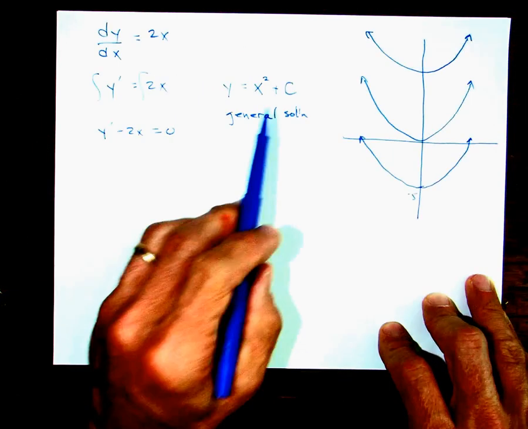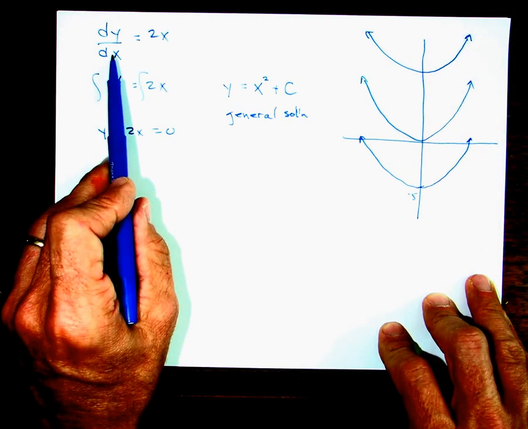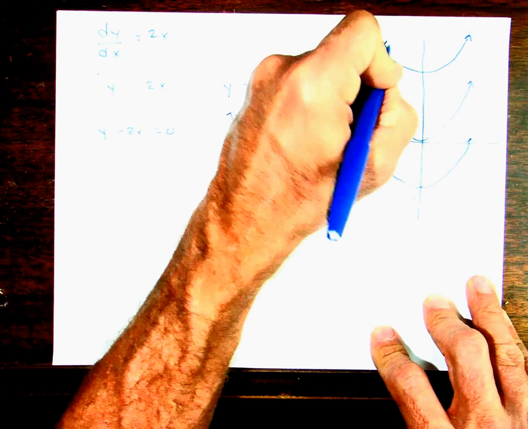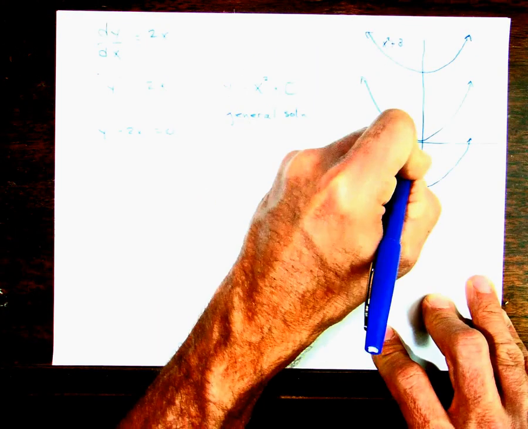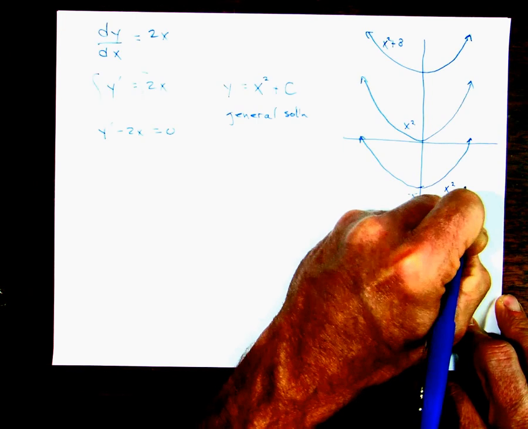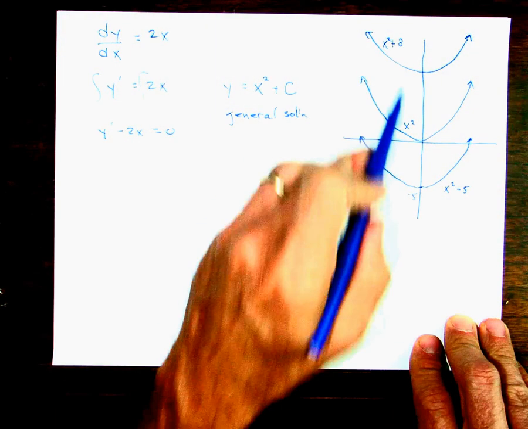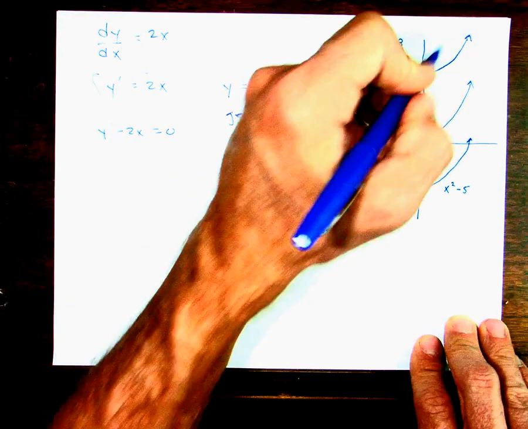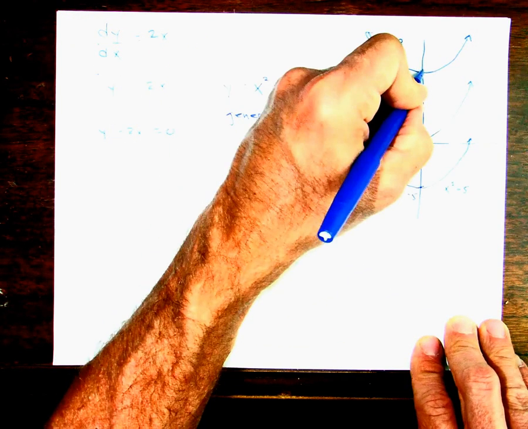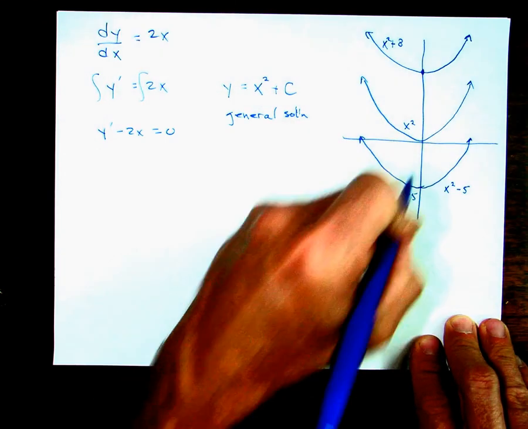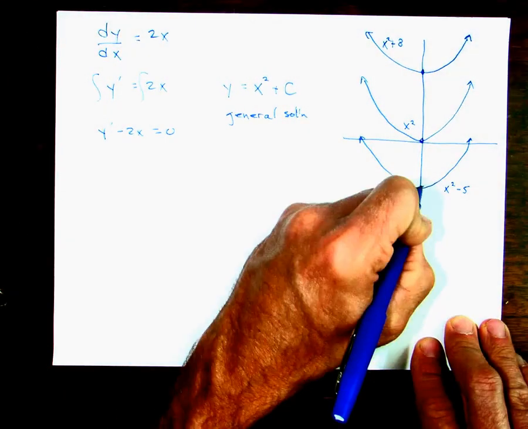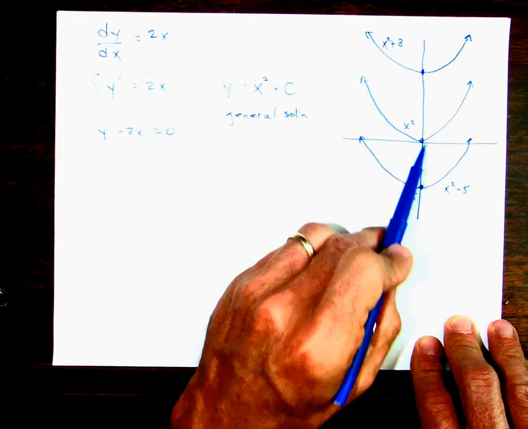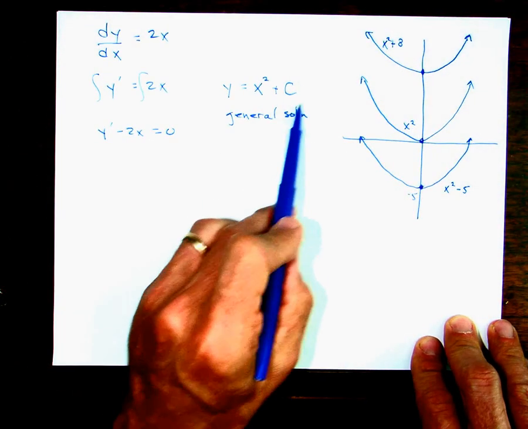But all of them satisfy this differential equation, because if I take the derivative of any of those functions, so let's call this x squared plus 8, let's just call this x squared, and let's call this x squared minus 5, if I take the derivative of any of those, I get 2x. But notice that they pass through different points. I mean, they pass through a lot of points, but this one passes through the point 0, 8. This one passes through the point 0, 0. This one passes through the point 0, -5.